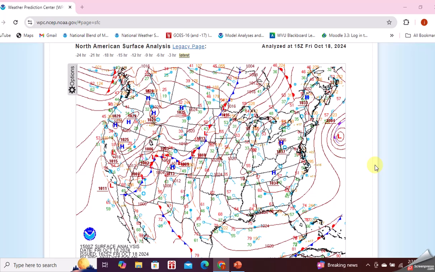Interesting, isn't it? It's clockwise, just like we've been talking about. My question to you is, why is it clockwise? Why does the wind flow that way?